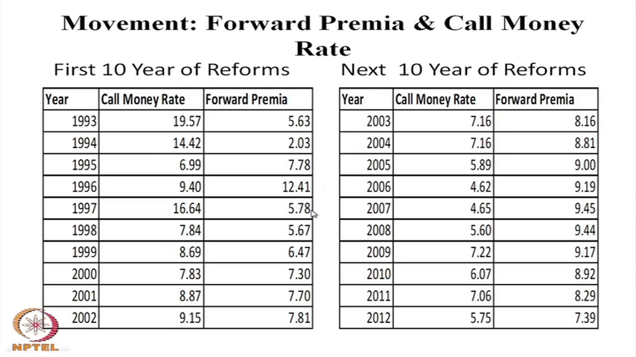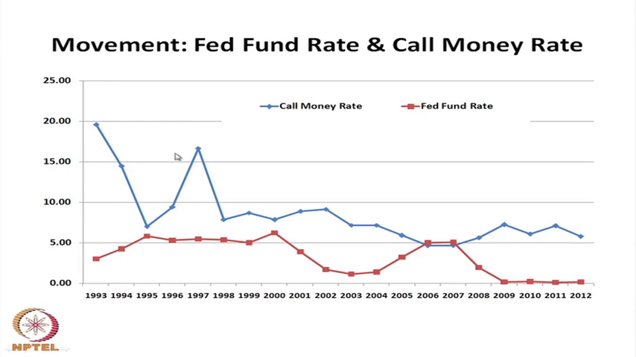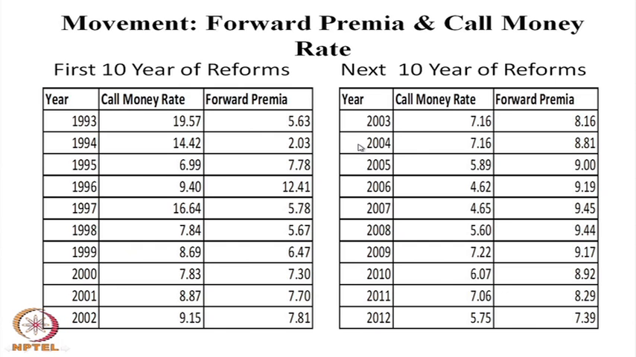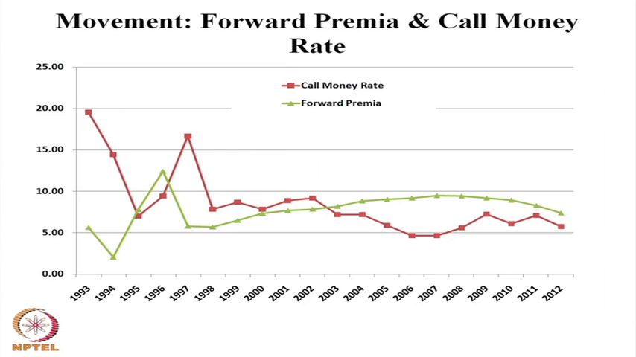If you see the graph, the call money rate and the 3-month forward premium are moving in almost similar phases, because these two markets provide opportunity for arbitrage. If the two markets move together, there is no opportunity for arbitrage. If there is no opportunity for arbitrage, markets are integrated. So, the law of one price prevails here.